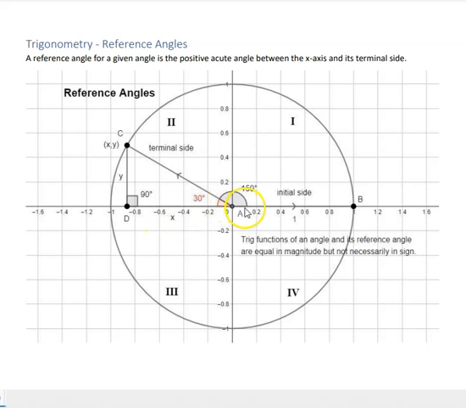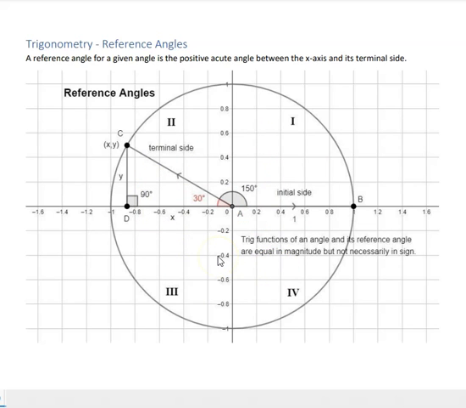So if we wanted to find the sine of 150, we could find the sine of 30, and we would know that the y-coordinate for 30 over here is positive, and for 150 in quadrant 2, the y is also positive. So they would be equal. But it works for any angle in any quadrant.